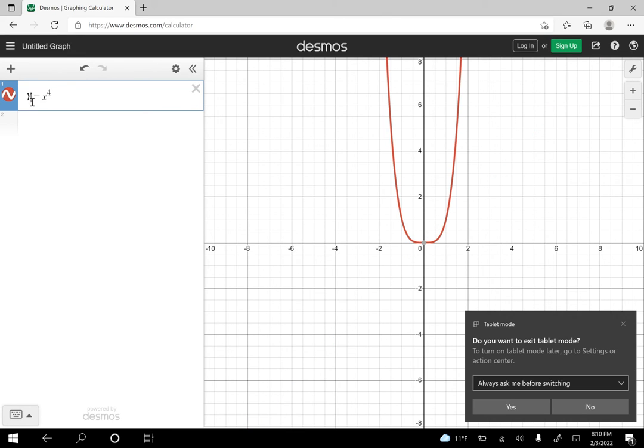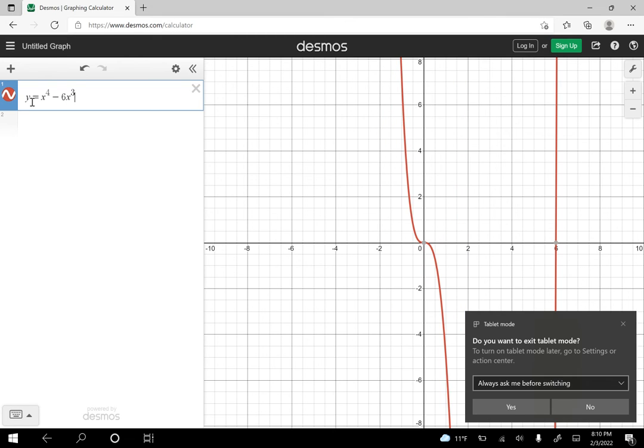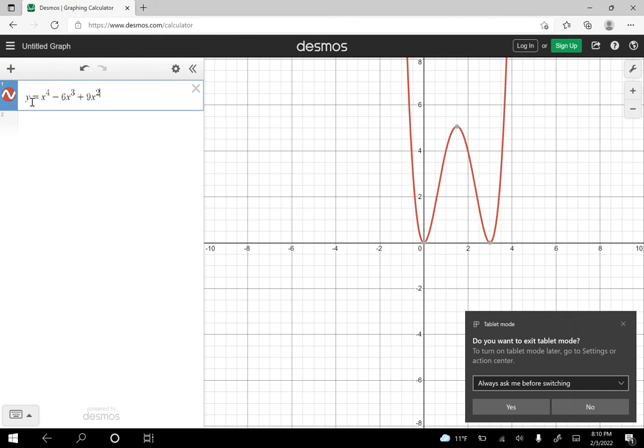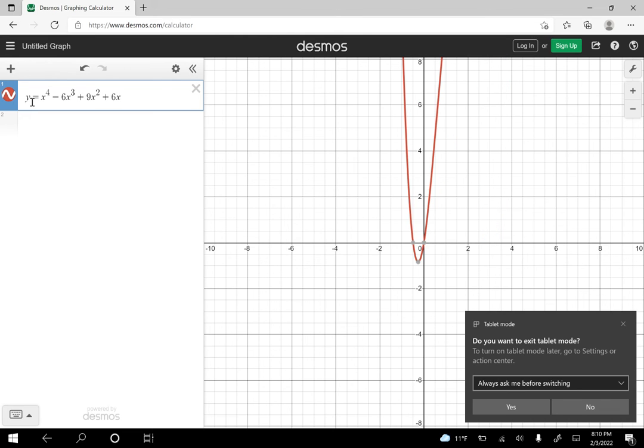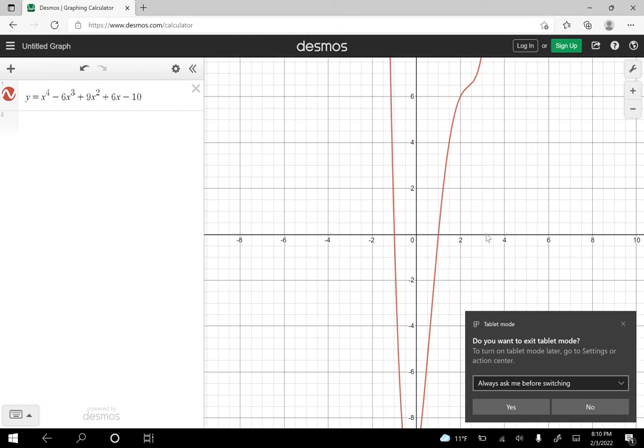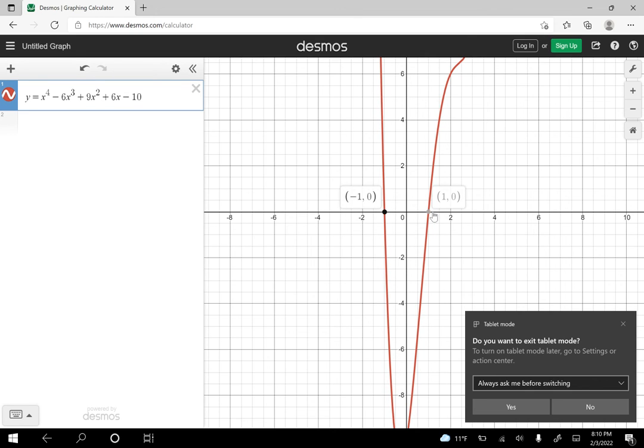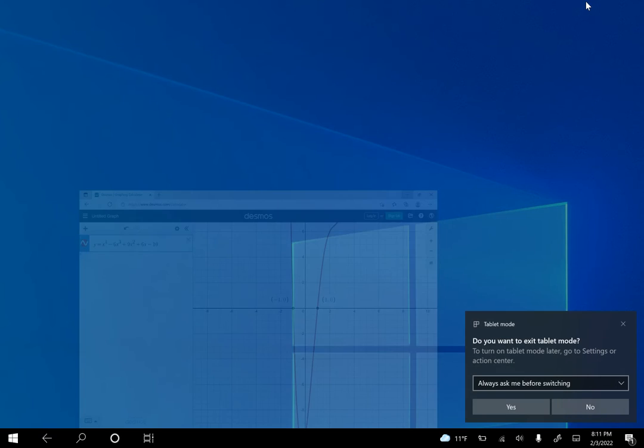Here we go. This is way easier. Y equals x to the power 4 minus 6x cubed plus 9x squared plus 6x minus 10. Okay, so we're going to use this as a little hint of the possible real zeros. So I see I have two real zeros here, one negative, one positive, located at -1 and 1. So I'm going to use these to help me with my synthetic division process. So let's start with using 1.